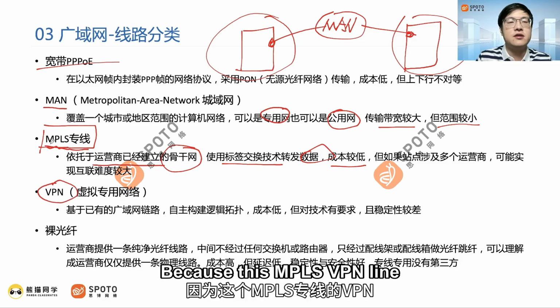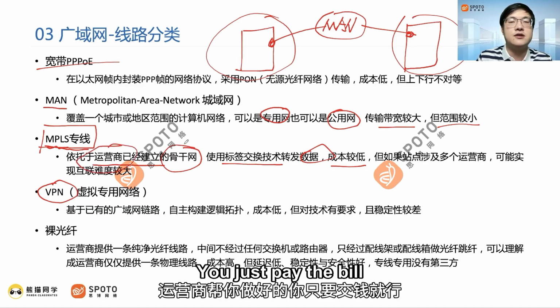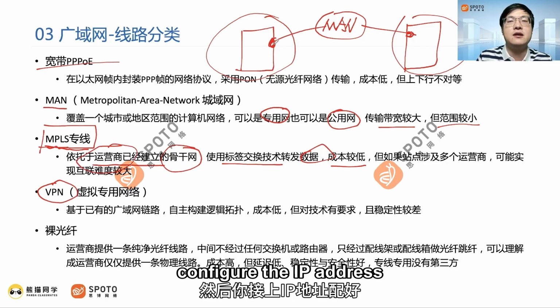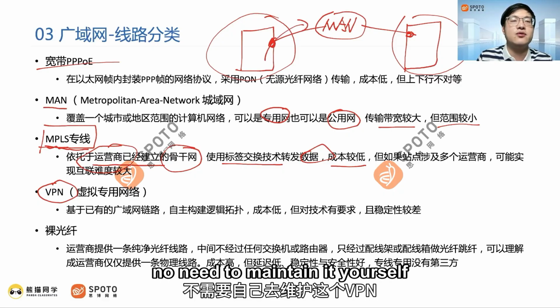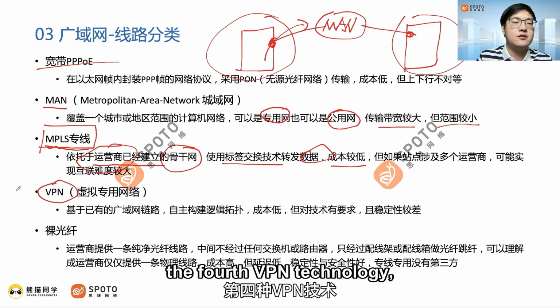Okay. Also, MPLS is actually, essentially, also a VPN technology, but not as prominent. Because this MPLS VPN line is configured and set up by the carrier, you just pay the bill. They will drop a cable for you, then you can configure the IP and add the route to it. This is relatively simple. No need to maintain it.